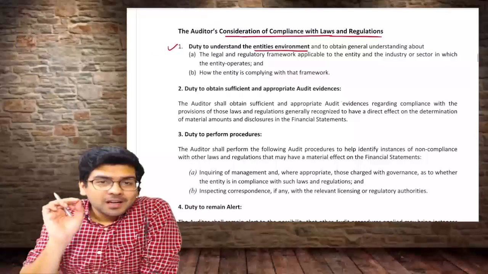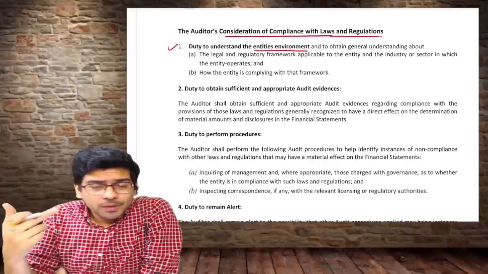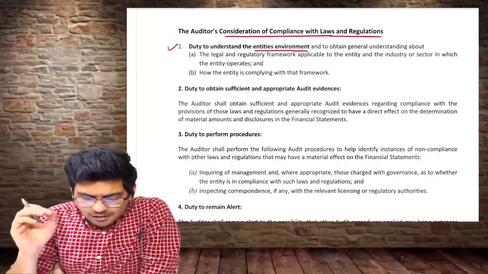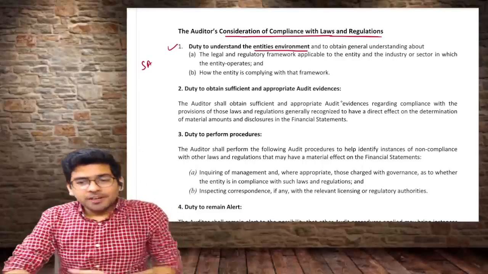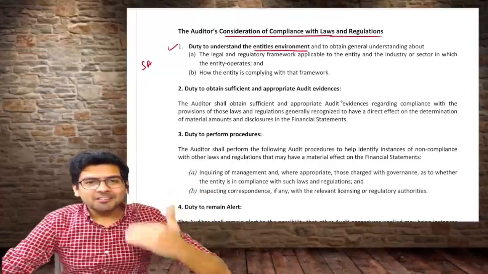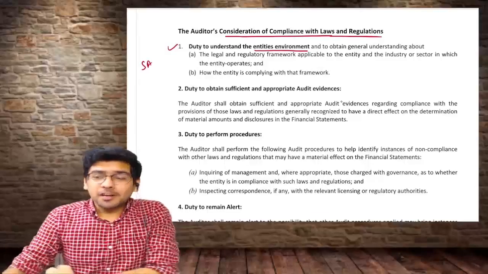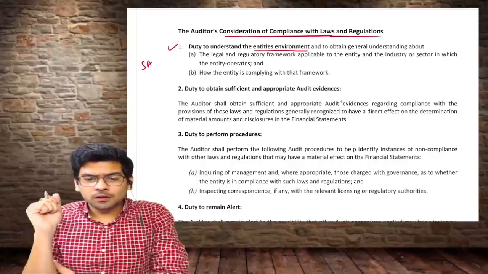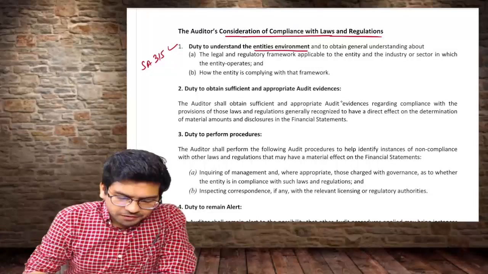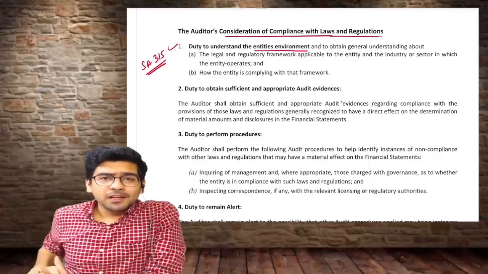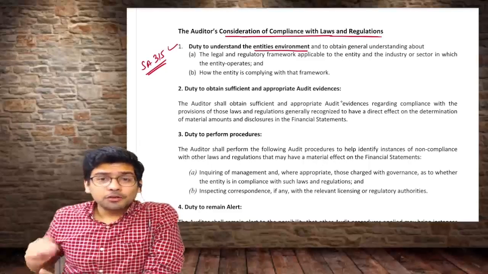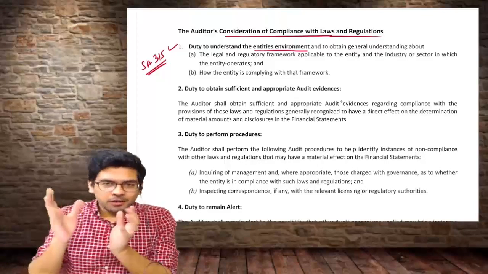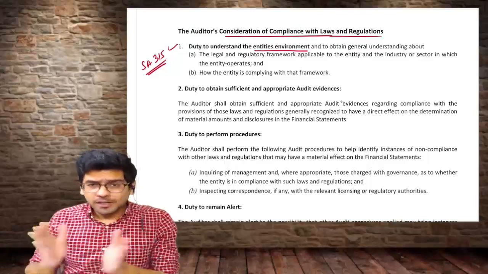Now can anyone tell me the name of the standard, the number of the standard, wherein we try to gain an understanding of the entity and its environment? In short, wherein we gain knowledge of the client's business. The standard is SA 315, Identifying and Assessing the Risk of Material Misstatement through Understanding the Entity and Its Environment, including internal controls. In SA 315 we covered ROMMs and internal controls, the entire chapter number 4.